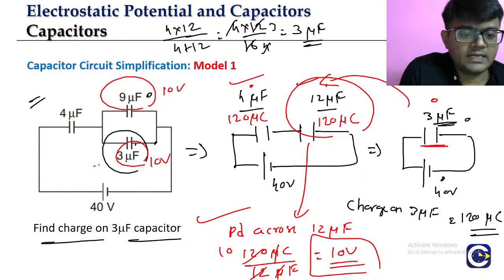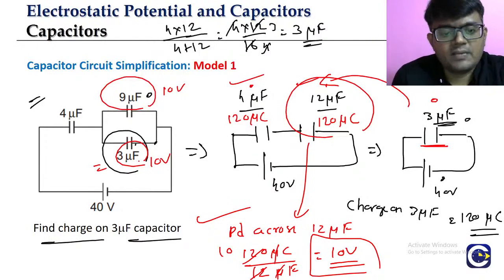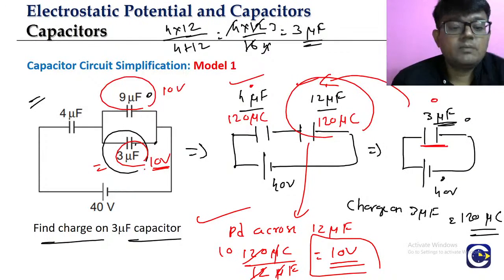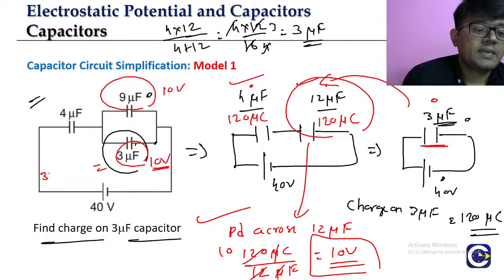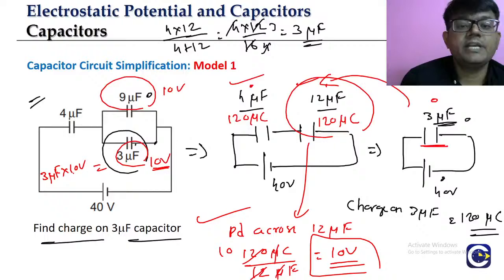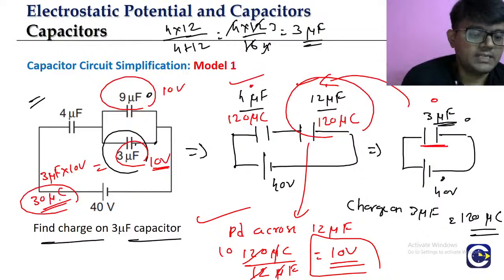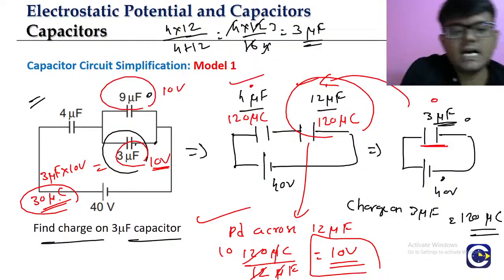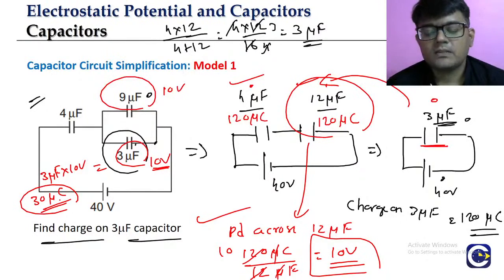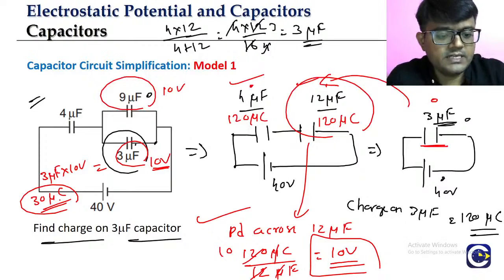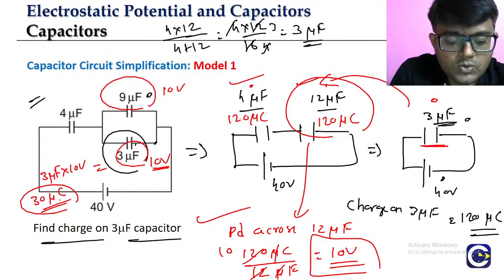Now do we have the answer? What is it? 3 microfarad capacitance, right? What is the potential difference on that? 10 volt. So what will be the charge? Charge will be capacitance into voltage, that is what? 3 into 10, how much? 30. So 30 microcoulombs, that is the answer. So what is the charge on the 3 microfarad? It is 30 microcoulombs.